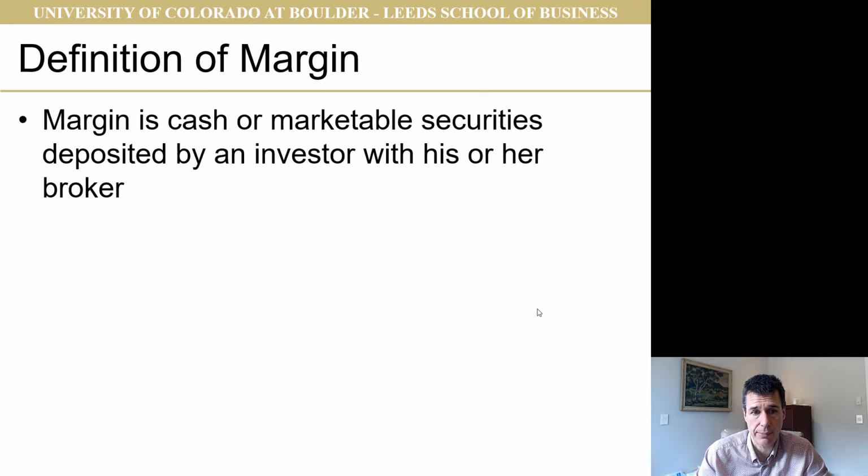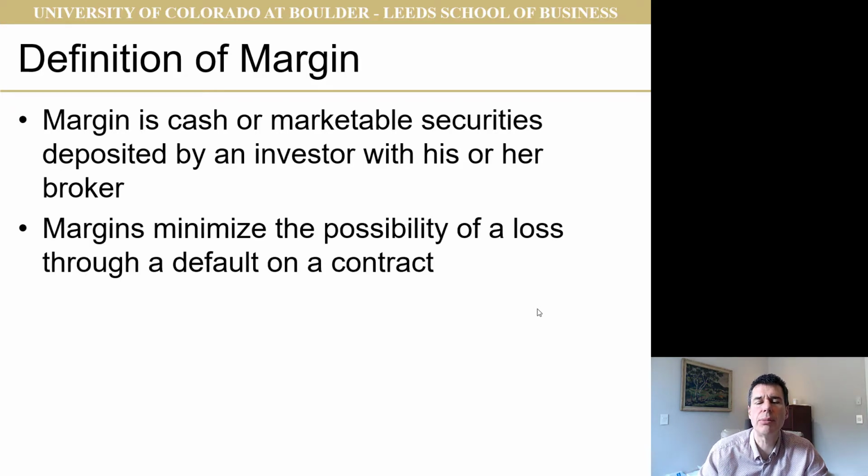So margin minimizes the possibility of a loss through default on a contract. And so it minimizes the possibility of a loss through my default. So if I don't pay my margin, then the broker could lose money. The person who's on the other side of the futures contract could lose money. Money could be lost. So margin is trying to minimize this possibility. Doesn't mean it eliminates it, but it minimizes it.